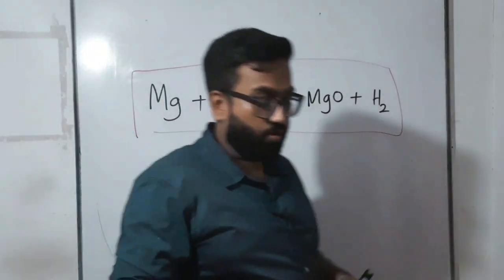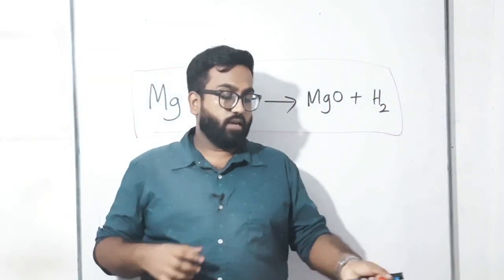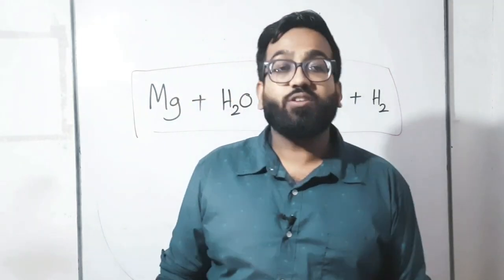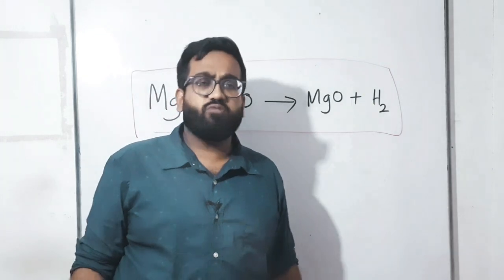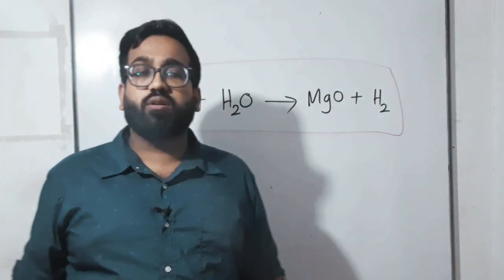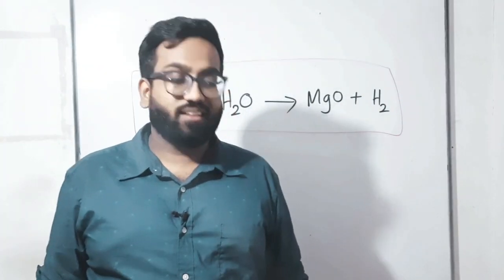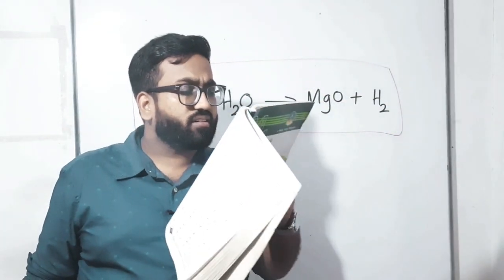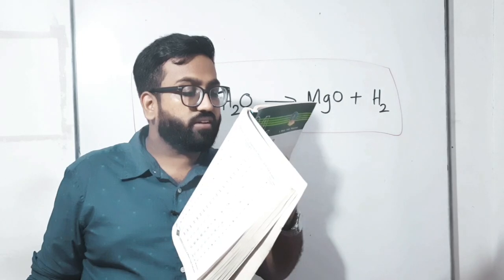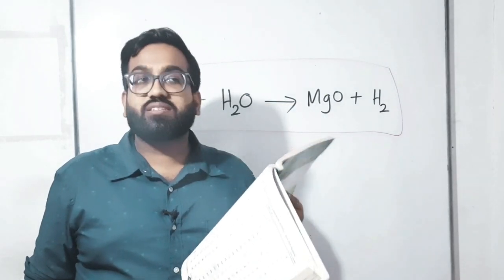So if you have written this answer for the question, you are not given marks. Why? You will say this is balanced, no? Yes, but see the question again. Write the balanced chemical equation for the reaction of R with steam.